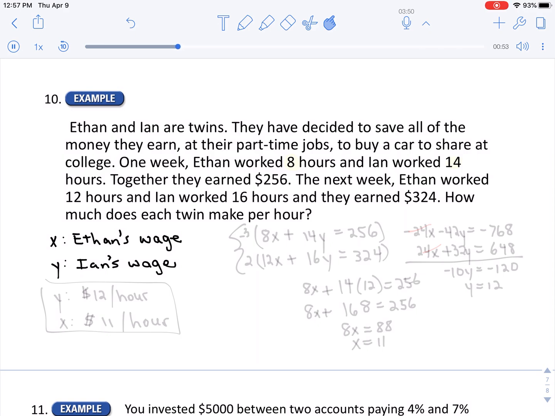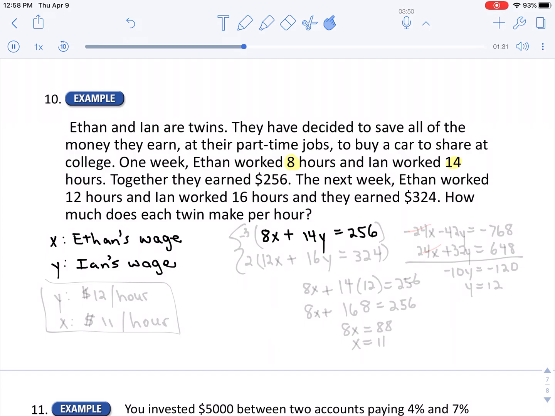So we're going to now write equations. So we know that Ethan worked 8 hours and that Ian worked 14 hours. So if Ethan worked 8 hours, then his pay was 8 times his hourly wage, which is X, and Ian's is 14 times his wage, which is Y. And when we add those two together, we get how much they earned together, which is $256. So there's our first equation.